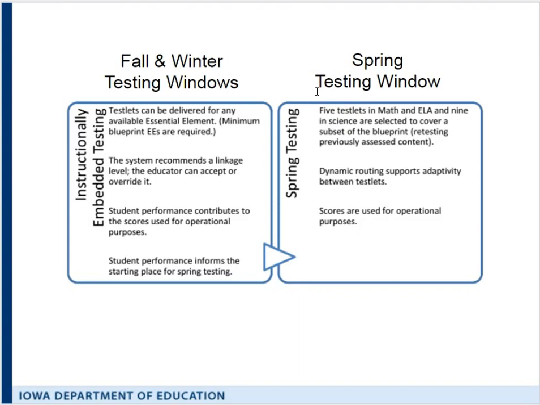5 testlets for math and 5 for ELA and 9 for science will be selected to cover kind of a subset of the blueprint. And that's going to be essentially retesting previously assessed content. Areas that have been instructed and tested in the fall will be assessed again through the selection in the spring. And again, there's this dynamic routing between subtests, and the more testlets that a student takes, the more the system will know about them and select the appropriate testlets for their instructional level.